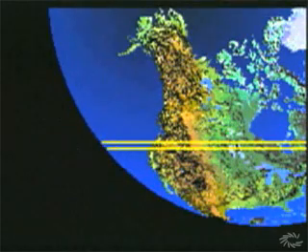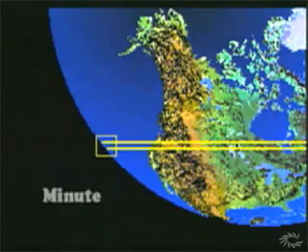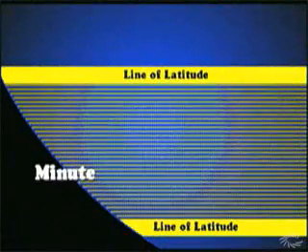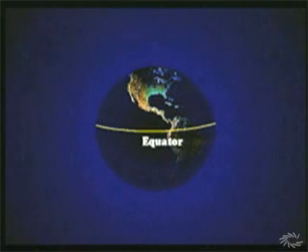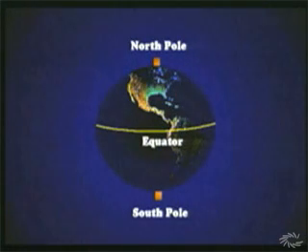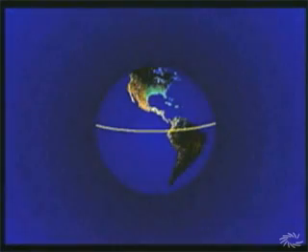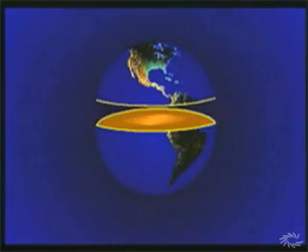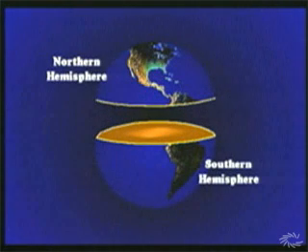The distance between each latitude is subdivided into units called the minute. There are 60 minute lines between each line of latitude. Minute lines are symbolized by an apostrophe. The basic reference latitude, the equator, lies halfway between the North and South poles at precisely 0 degrees, 0 minutes. The equator divides the globe into its northern and southern hemispheres.